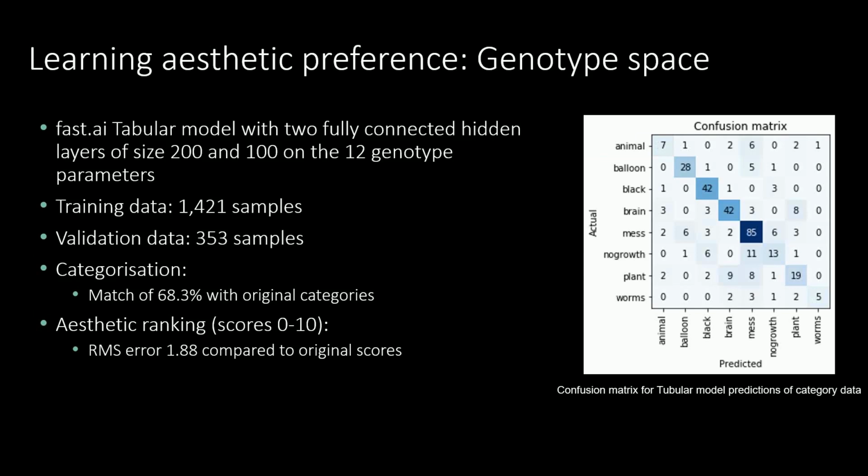We next looked at doing similar predictions, but based on the 12 parameters in the genotype instead of the rendered phenotype images. For these tests, we used the tabular model from the FastAI Deep Neural Net library, using a configuration with 2 fully connected hidden layers of size 200 and 100. The results were again quite a high level of prediction, matching the original category values in 68.3% of cases in the validation set, and matching the aesthetic ranking scores with a root mean square error of 1.88.